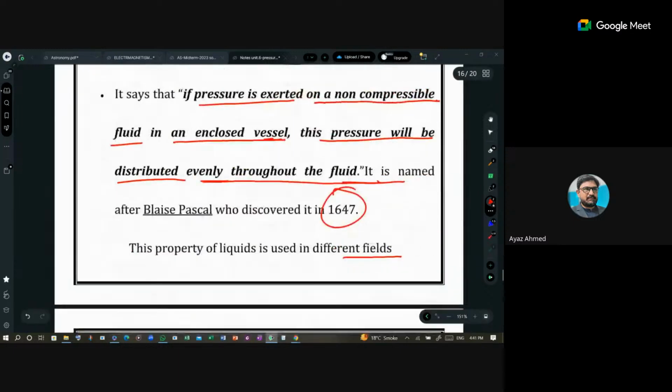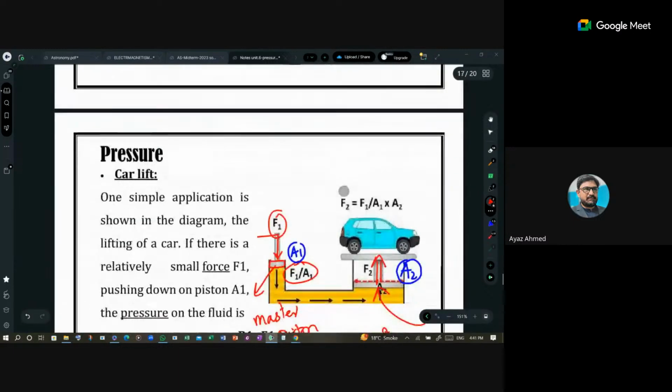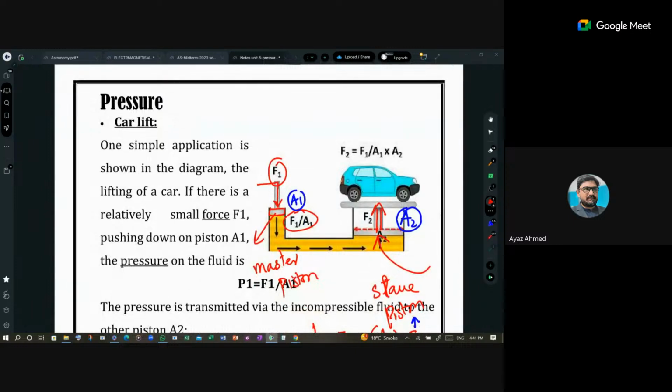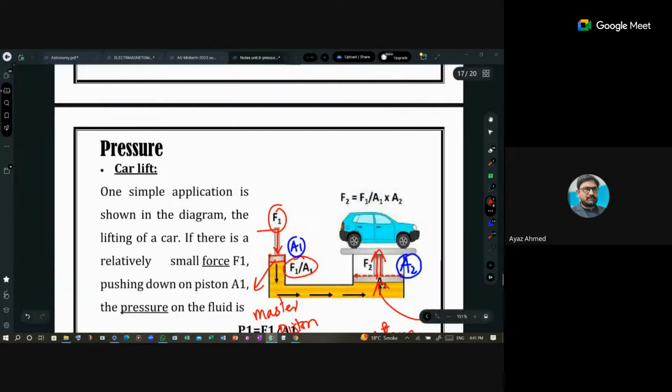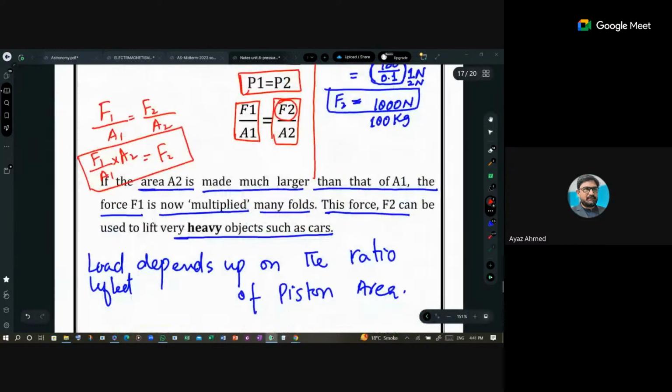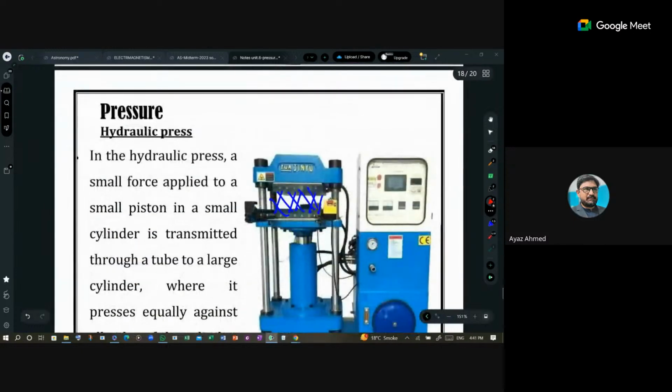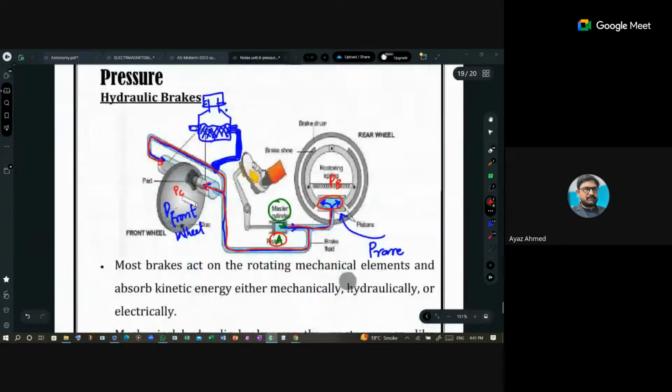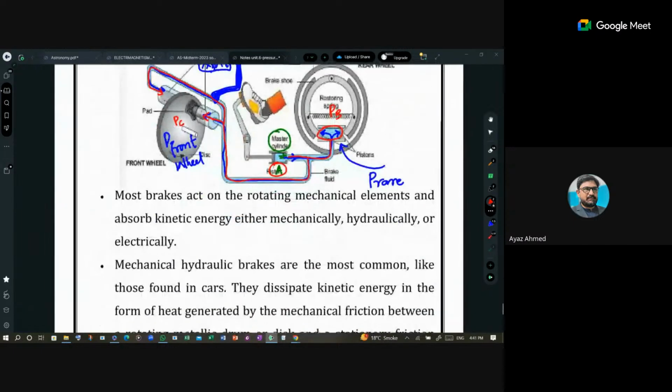Now there are many other applications which have been disclosed. These are applications of liquid pressure: hydraulic press, car lifting, and pressure brakes. They have all been excluded from the topic. They are not in the syllabus anymore. Okay.